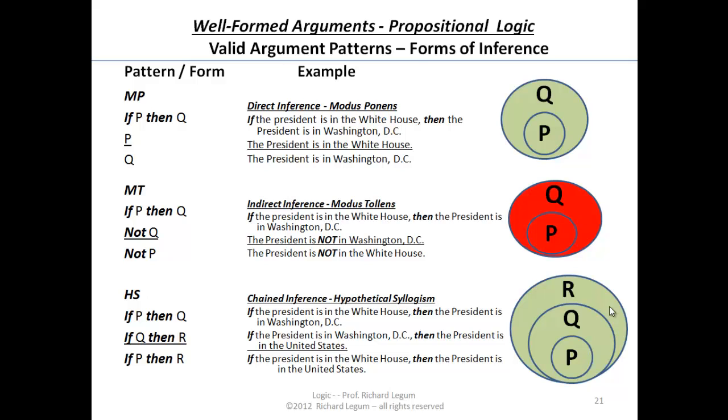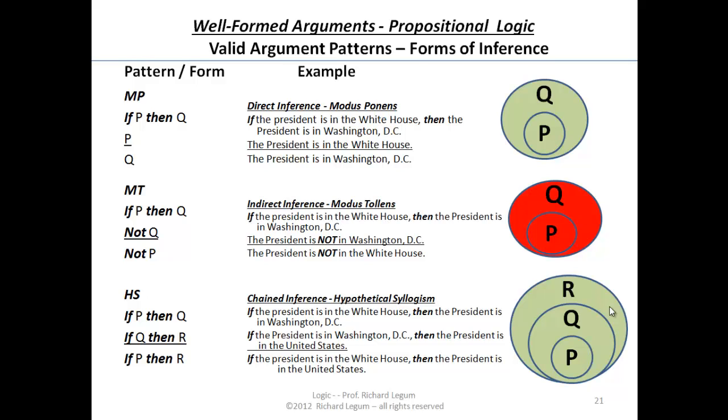The next one, modus tollens, or indirect inference, sometimes known as MT. If P then Q, so the circle with P has to be all times when P is true or times when Q is true. Not P, so everything is red in the Q circle. That is, the true things have to be outside of that. Therefore not P, because the not P is in there.